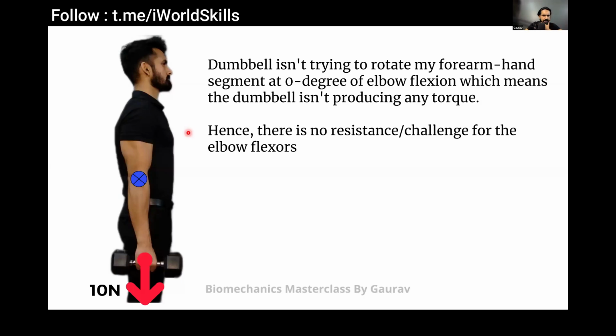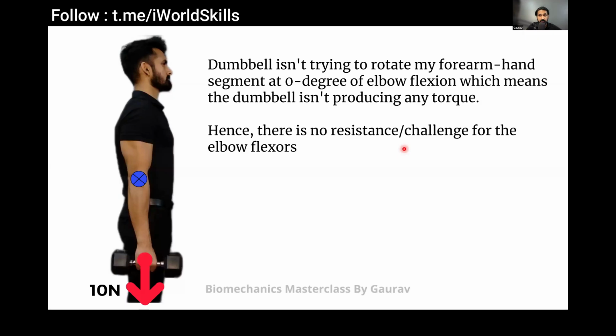Now, see, this is the starting position of a dumbbell curl exercise. When we perform a dumbbell curl exercise, we hold a dumbbell in our hands and our elbow is fully extended. Our arms are on our sides, right? This is the starting position, simple. Now, if I ask you, is my bicep muscle experiencing any challenge in this position? What would you say? Yes or no? Let me know in the chat box.